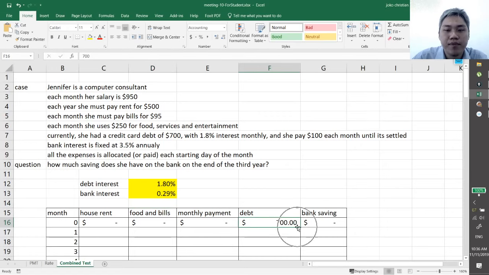She has a debt of $700 here without bank saving at all for month 0. Each month her salary is $950. Each year she must pay $500. All expenses is on. Okay.